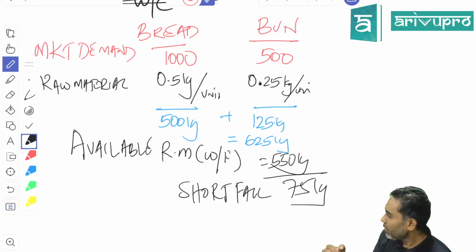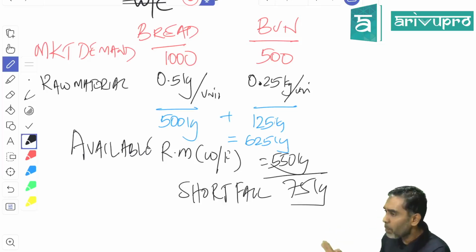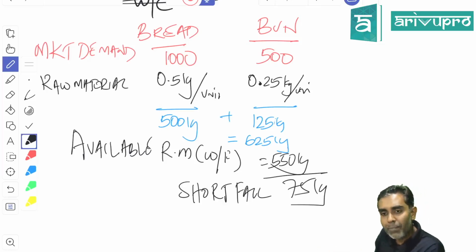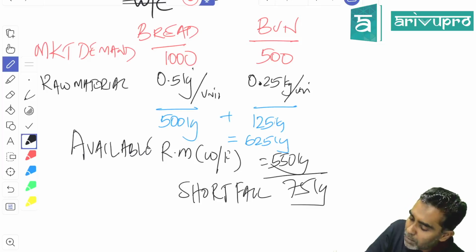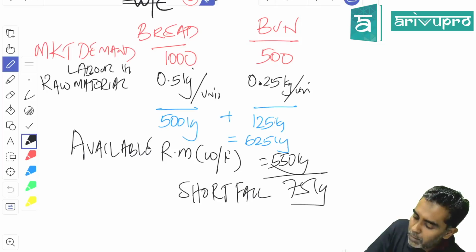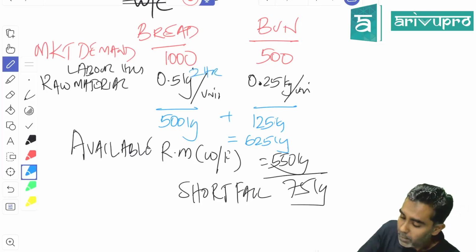Any factor that is blocking your smooth process, smooth operations, is known as a limiting factor. For this bakery, the limiting factor is raw material. Say, for example, I will add one more point. To make this bread, you need 2 labor hours per unit, and for the bun, 1 hour per unit.